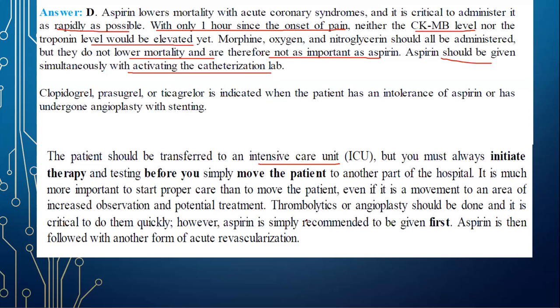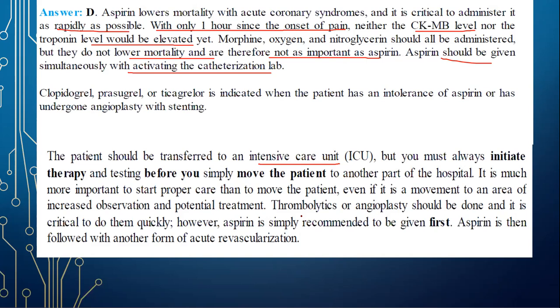So in a rural setting, we should initiate thrombolytics rather than delaying and referring the patient to the tertiary hospital. So, rural: thrombolytics. But if a patient is in a tertiary hospital and it is less than 12 hours from onset of chest pain, that patient should get PCI. And ideal is to get the PCI within 90 minutes of presentation to the hospital. That's the maximum delay you can allow.